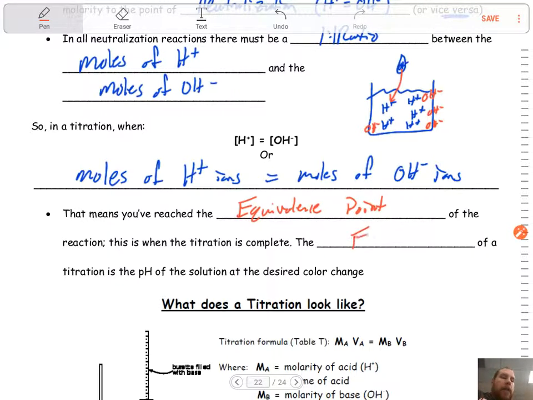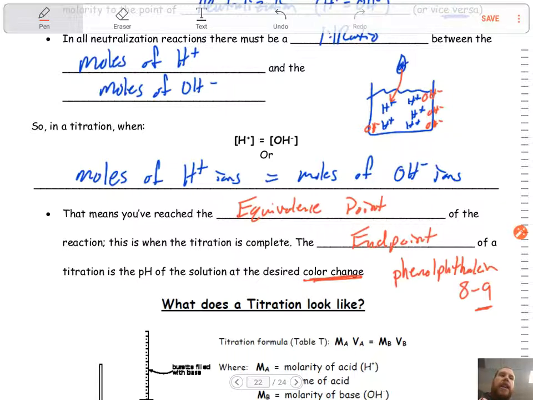The end point, however, of a titration is the pH of the solution at the desired color change. So let's say I'm using something like, for example, phenolphthalein. It's got an indicator range change of 8 to 9. So its end point would be 9, where it's that pink color or somewhere in between that. Well, if we were doing a strong acid with a strong base, we want it to have a pH of 7. So our equivalence point is actually going to be before that color change. And this is something to think about for your lab that you're going to be doing. You don't want to see that pink color.